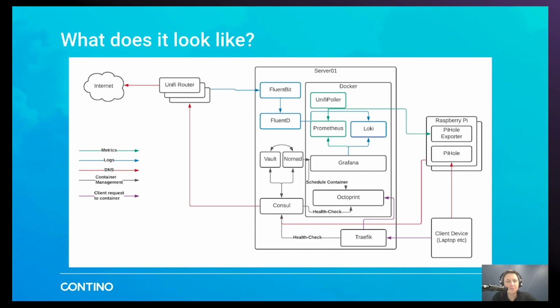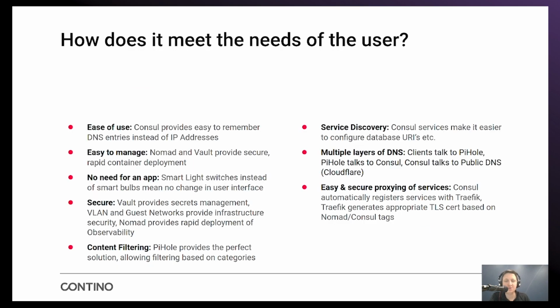So purely with 5 tools, if we include the Docker daemon underneath, 3 of which are from HashiCorp, we've got a really easy way to launch containers and get DNS-based service discovery. So let's just have a look at how this maps back to those user requirements. For ease of use, Consul provides these easy-to-remember DNS entries instead of IP addresses.